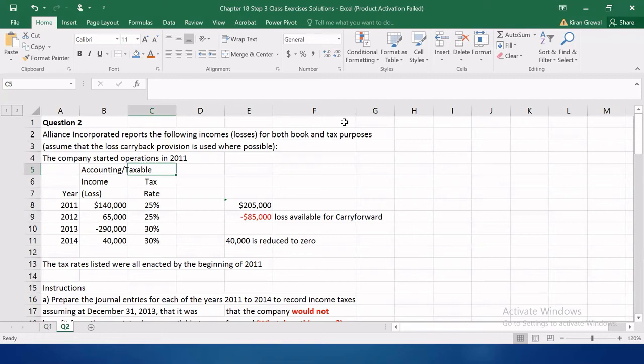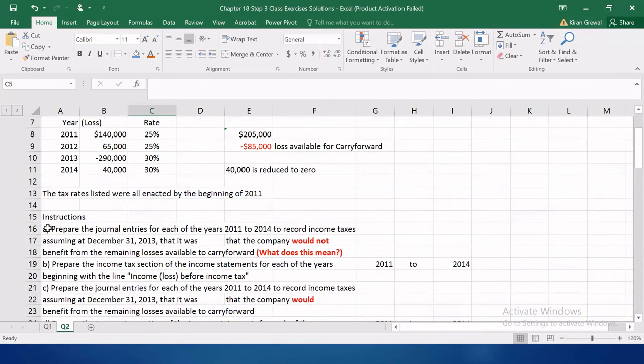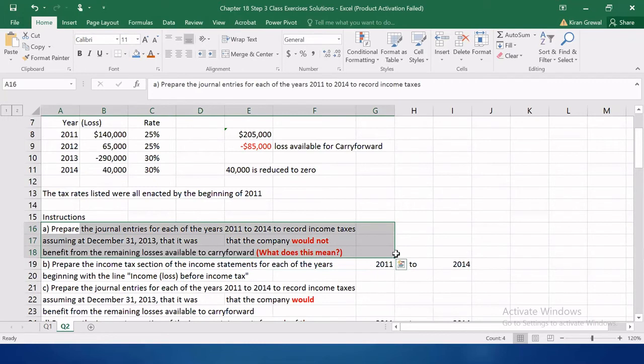All right, so part A says, prepare the journal entries for each of the years 2011 to 2014 to record income taxes, assuming that at December 31st, 2013, the company would not benefit from the remaining losses available to carry forward. Okay, so the company would not benefit, which means that it's not probable or not likely that they will be able to use the losses in the future.